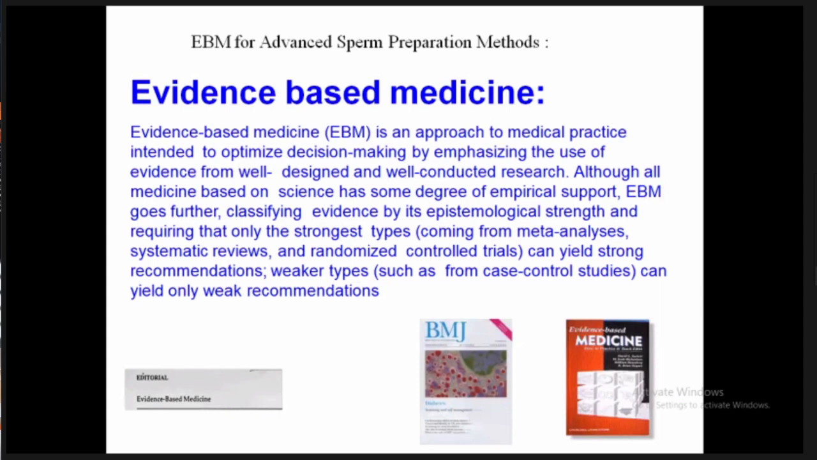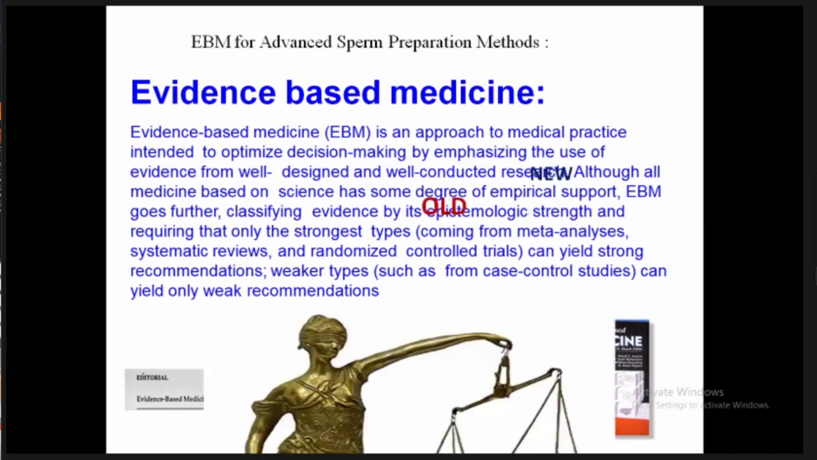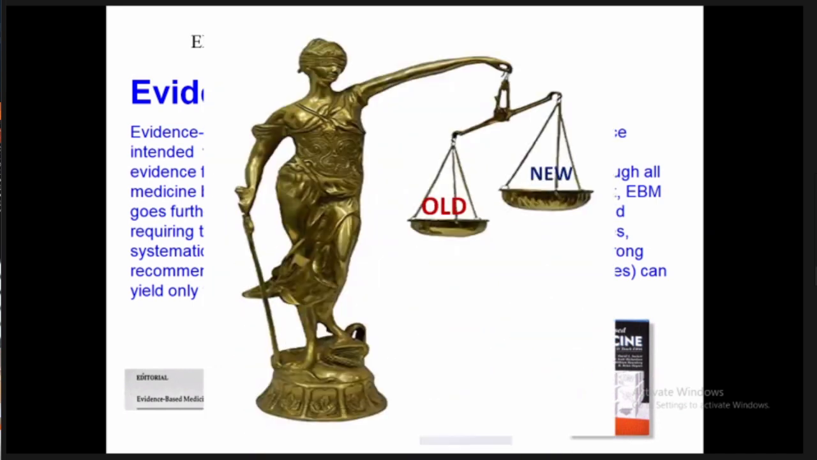So the main thing, coming to evidence-based medicine. Evidence-based medicine is what helps us in decision making, or what we strongly recommend, and it comes out from large meta-analyses and systematic reviews as well as large RCTs, which are in favor of conventional sperm preparation methods when compared to advanced sperm preparation methods. So according to the evidence-based literature, the weight is a little more on conventional when compared to new.